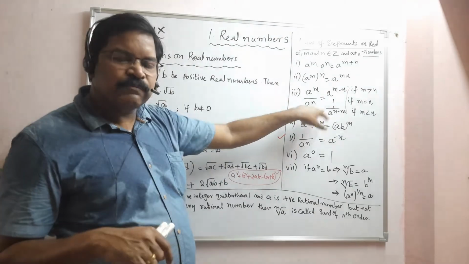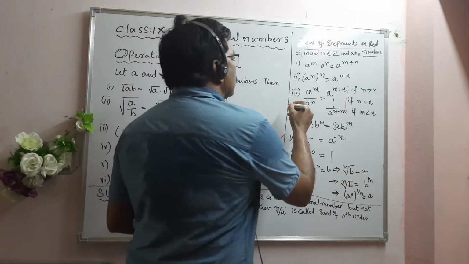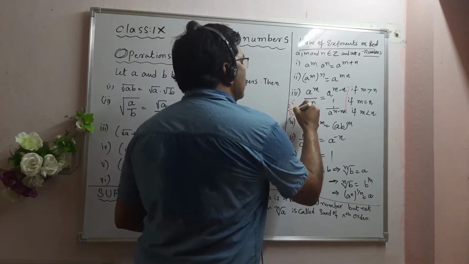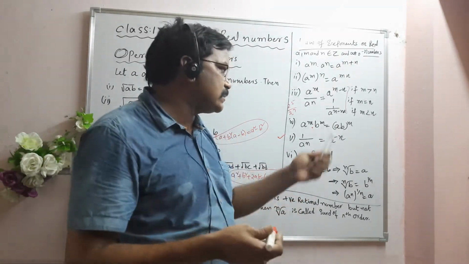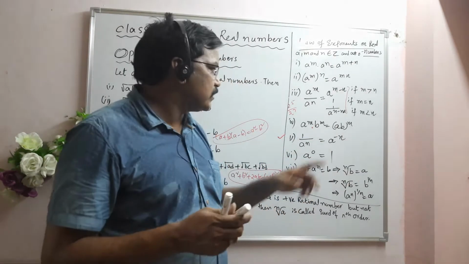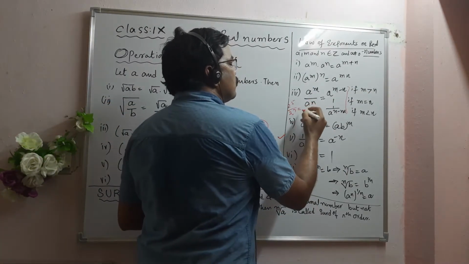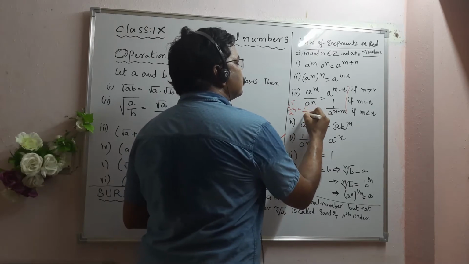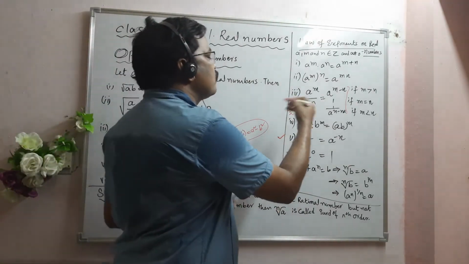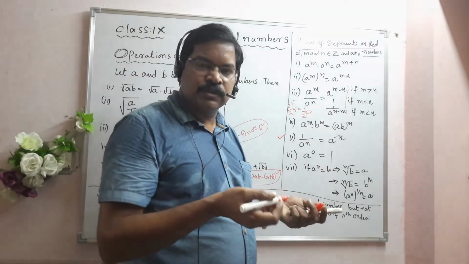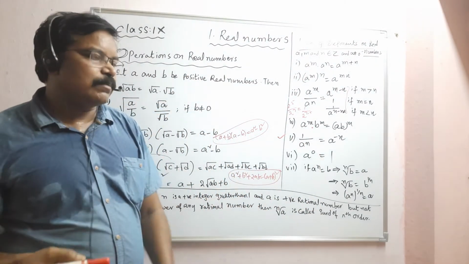The last one is if m is less than n, for example 2 to the power of 5 by 2 to the power of 7. Then 1 by a to the power of n minus m is the result for m less than n. So here 2 to the power of 5 by 2 to the power of 7 means 1 by 2 to the power of 7 minus 5. Actually 2 power 5 by 2 power 7 means 2 to the power of minus 2. That minus 2 can be written as 1 by 2 to the power of 7 minus 5, that is 1 by 2 square.